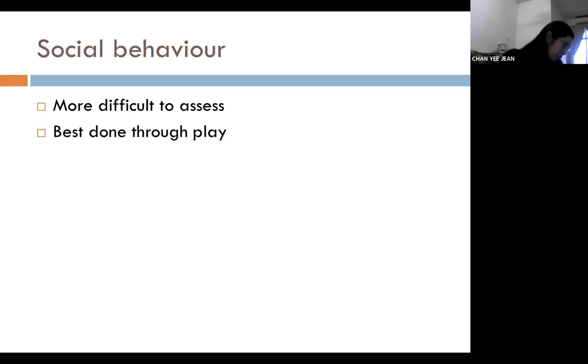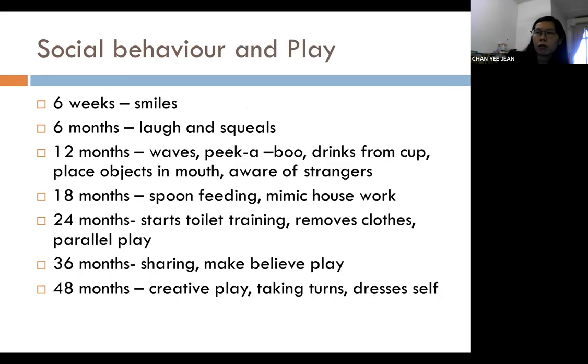Social behavior is more difficult to assess. Some kids may not want to play with you, but this is when you ask the parents to help out, and then just play with the patient. So 6 weeks smiles, 6 months laughs and squeals, 12 months waves, does peekaboo, drinks from a cup, 18 months spoon feeding, 24 months, 2 years old, starts toilet training, dry by day, removes coat, parallel play. Parallel play means they play next to another kid, but they don't play together with the kid.